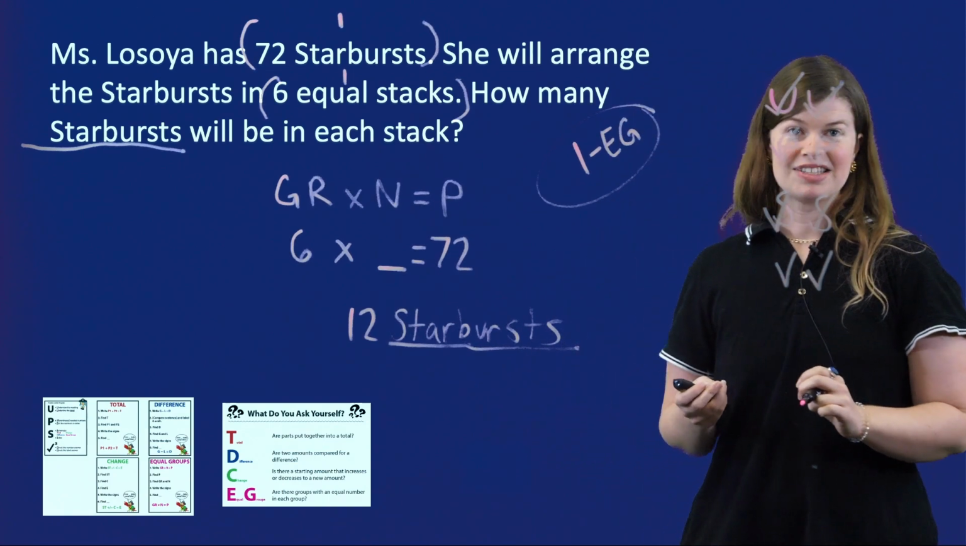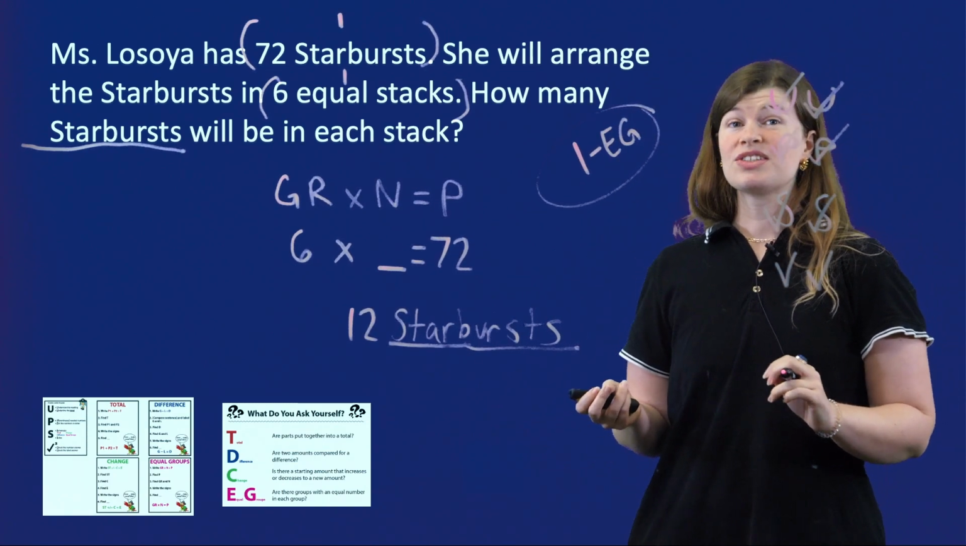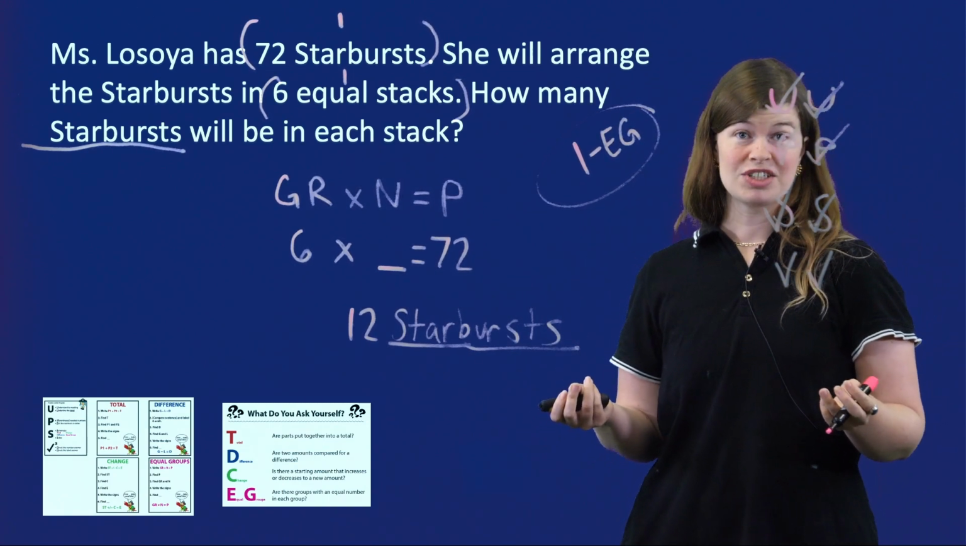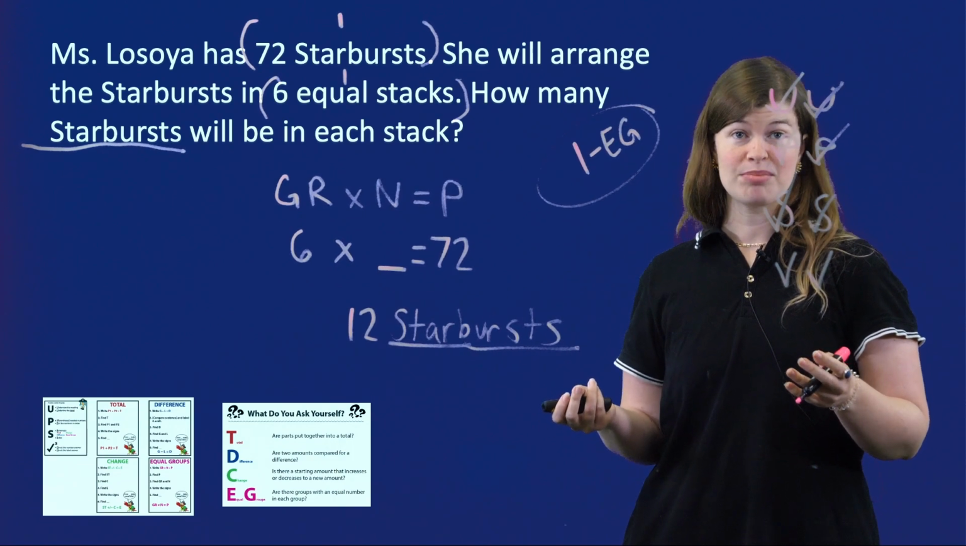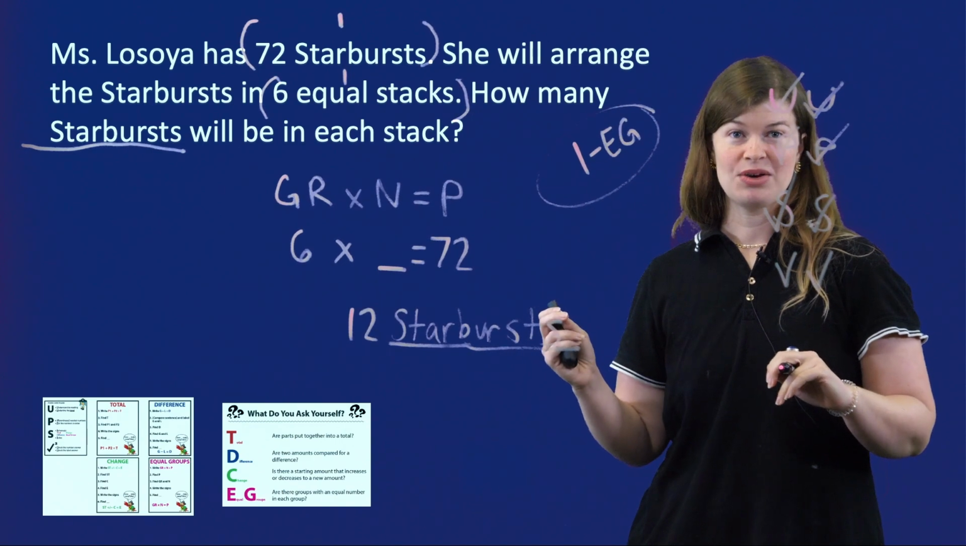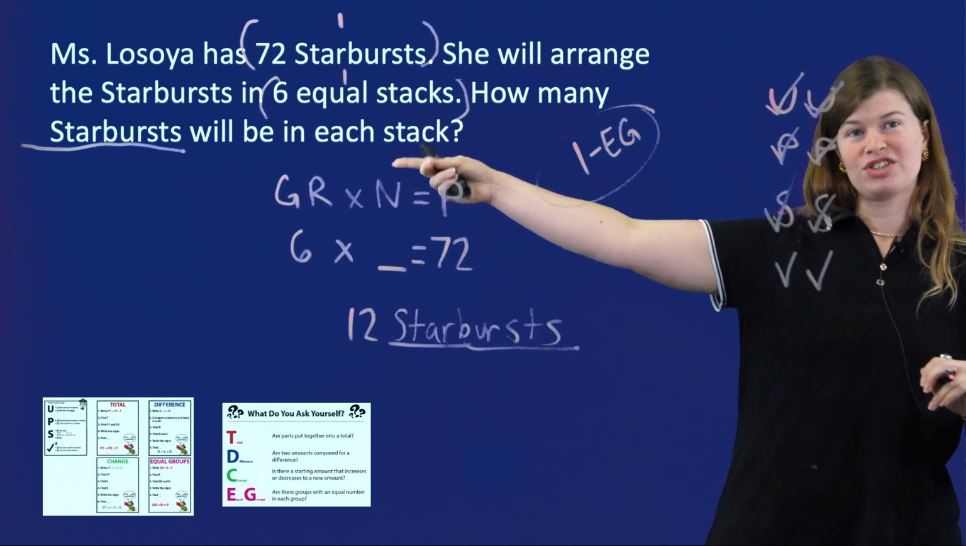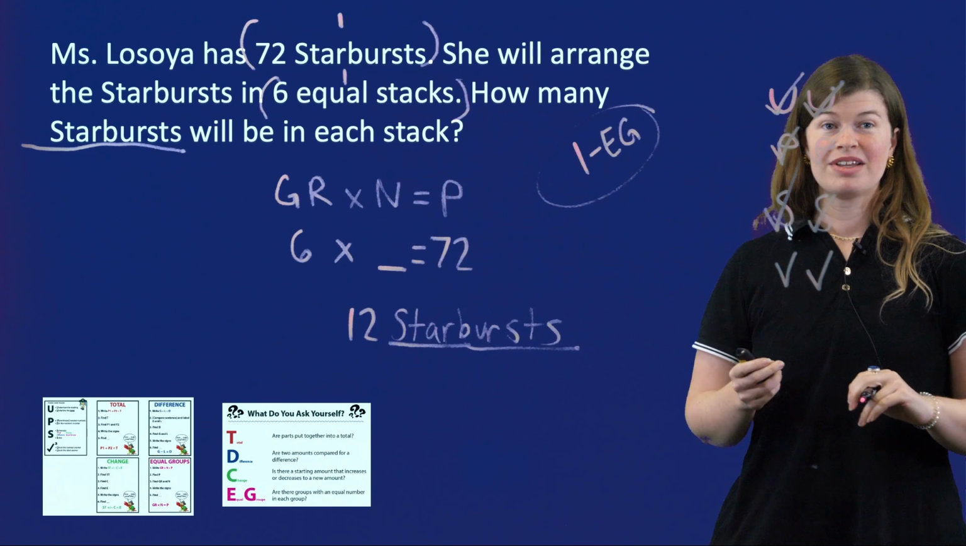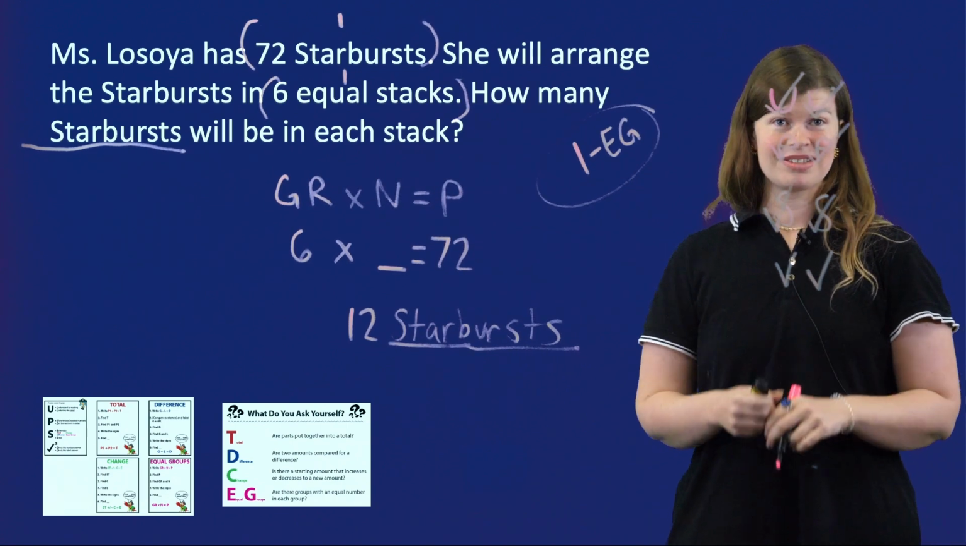And now I check my answer for reasonableness. Students could use a multiplication table to check their answer if they wanted for this type of problem. I don't need to. I know that 6 times 12 is 72, and I know that starbursts matches the label in our problem. So this one is complete.